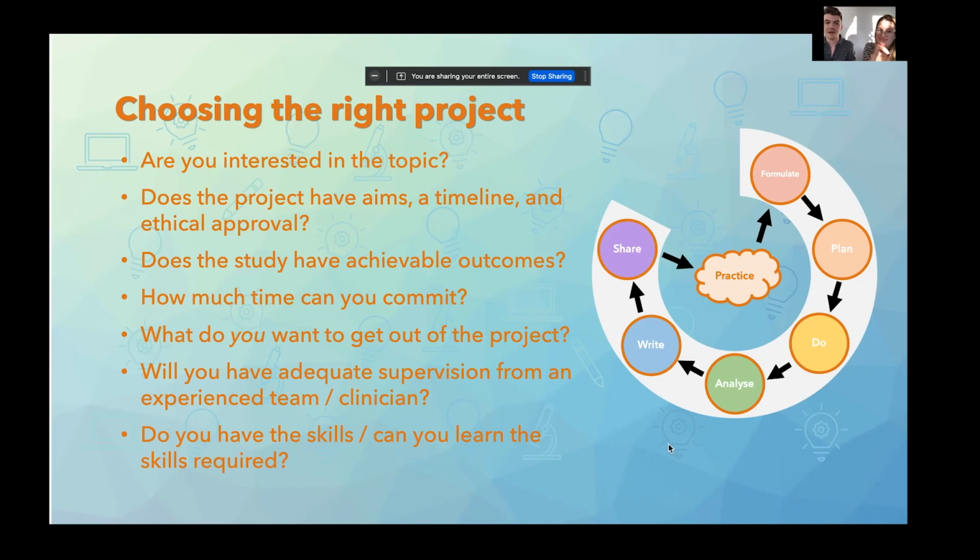Other things to think about, we've already spoken, does the project have aims and a timeline and ethical approval? If it's going to take months and months of you sitting on your hands, is that the best use of your time? Does the study have achievable outcomes? Has it done all those things that we've already talked about? Does it have specific aims? Are the objectives SMART? But also think about how much time you can commit. Are your desired outcomes achievable in that amount of time?